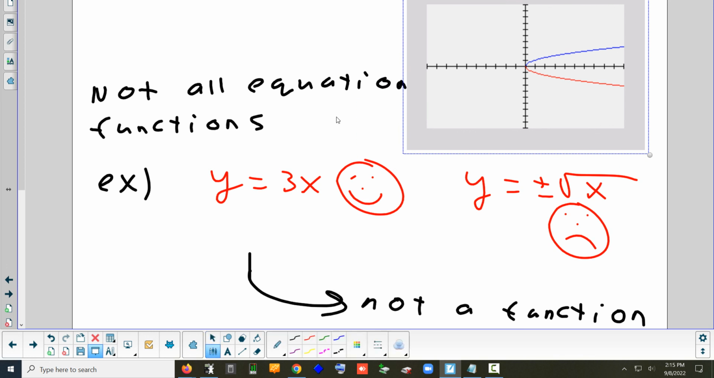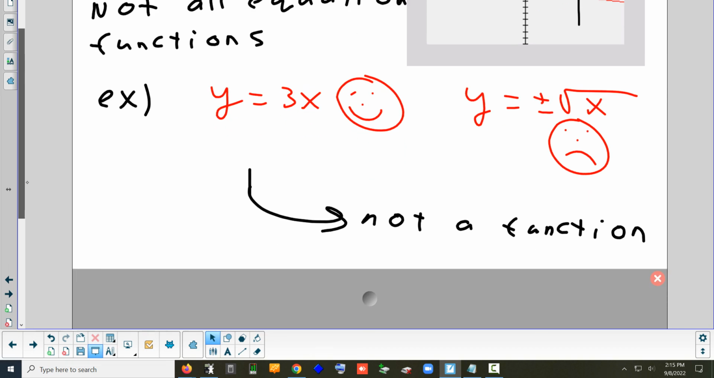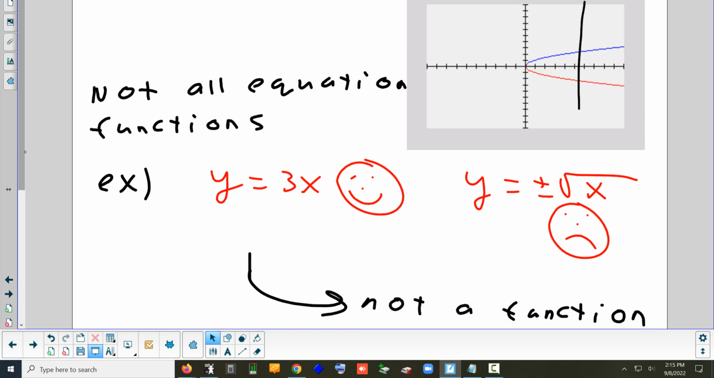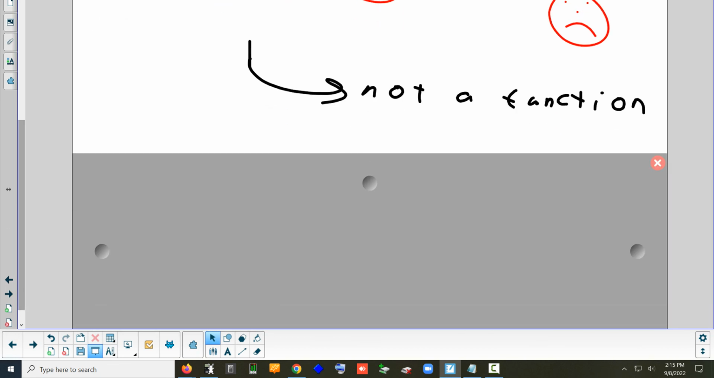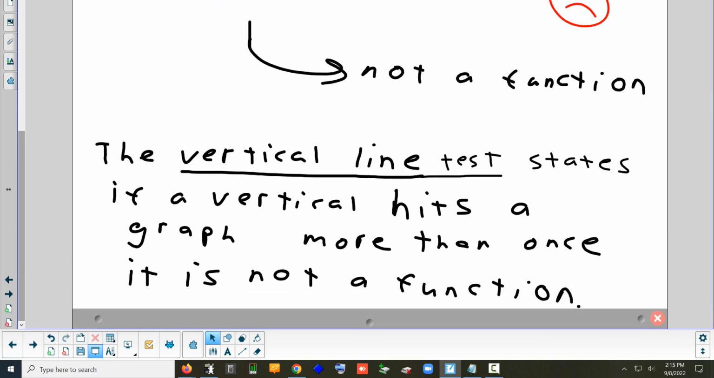And another way you can tell it's not a function is to go like that. What type of line is that? Because it goes up and down. Undefined. Well, the slope is undefined, but even simpler, it's vertical. So there's a thing called the vertical line test. If you could take a vertical line, put it in your picture, and it hits the picture more than once, like in this case it hits it twice, then your picture is not a function. So that's a visual way to tell if something is a function.